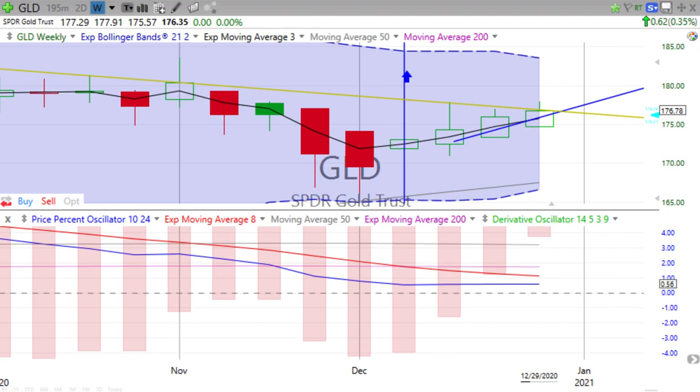Lastly, we go to gold. What do we see on gold? Gold up for the day 0.35%. And it's nice to see gold continuing to move up nicely on that weekly chart. But look at the price percent oscillator. Still just flat. Derivative oscillator losing momentum. Price percent oscillator is going to need some more to get it moving to cross over. So we'll continue to keep an eye on things there.